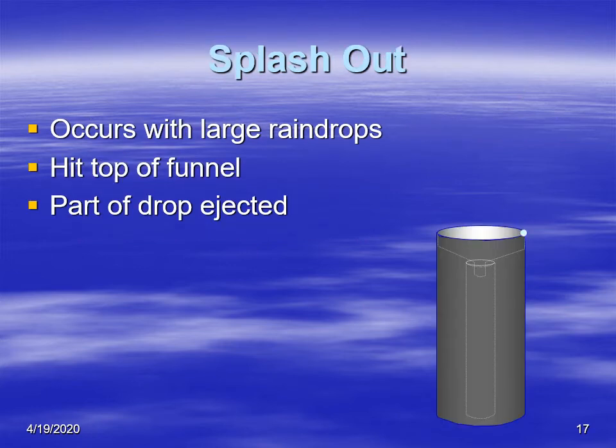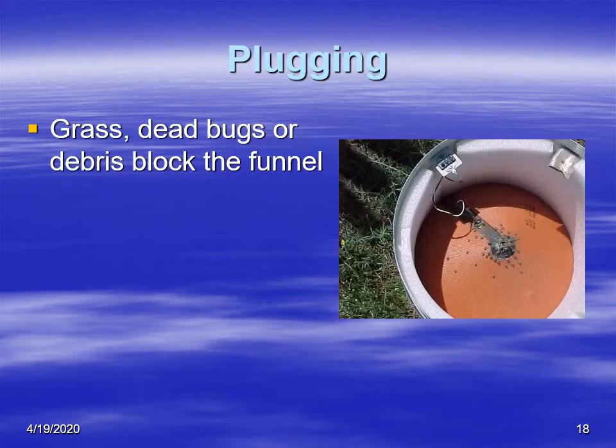Other problems: splash out. This is if you have really big drops. When the drop hits, half of it will fall in, half of it will fall out. So that'll be an under-report of the amount of precipitation with big drops. Plugging is another problem. If you have a funnel, then foreign debris such as grass, dead bugs, or other things can clog the funnel. And this picture was taken from a National Weather Service report where they had bugs that filled the funnel. As a result, they were underreporting the amount of precipitation from the tipping bucket.